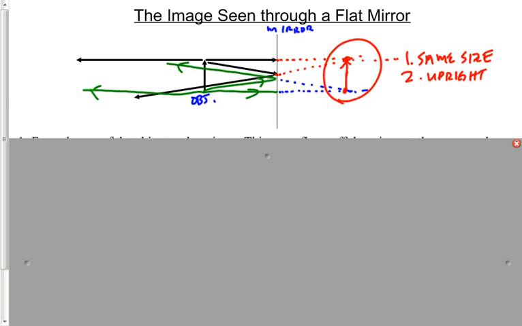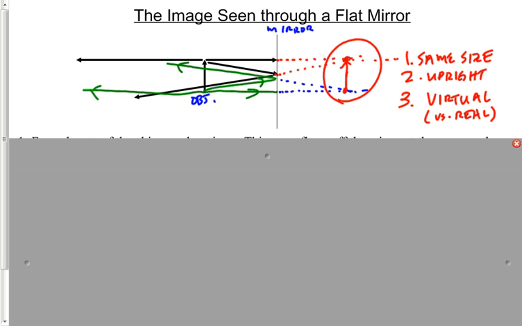The third characteristic, this is the one that might not be quite so intuitive. There's two types of images that can form here. A real image or a virtual image. This is what we call a virtual image versus a real image.